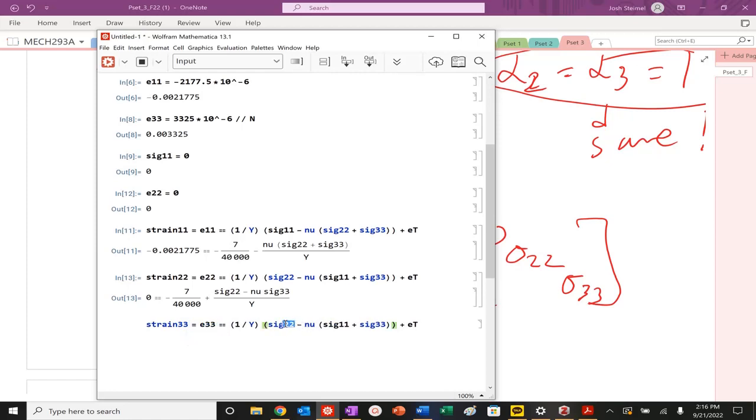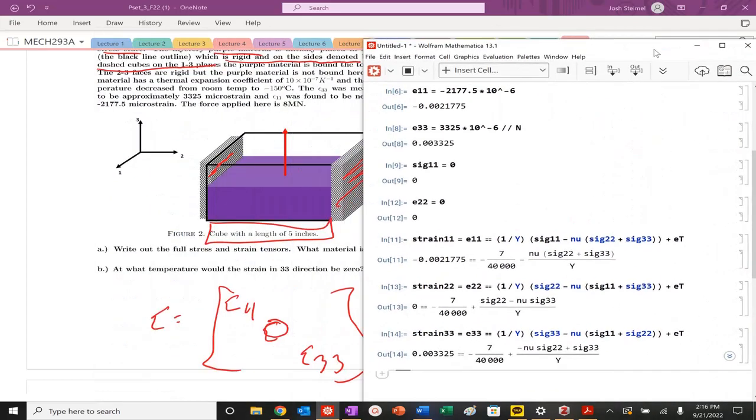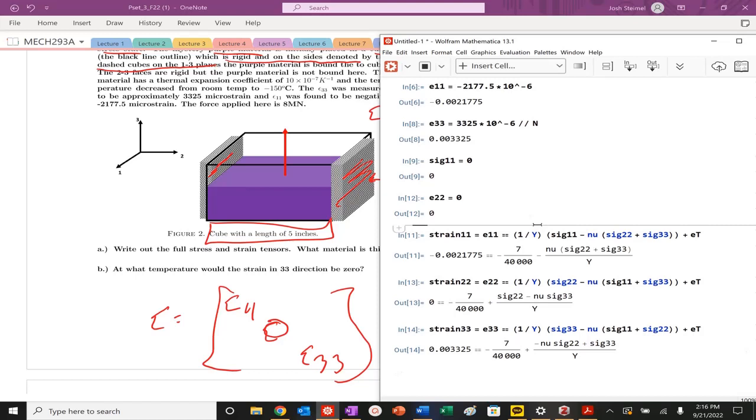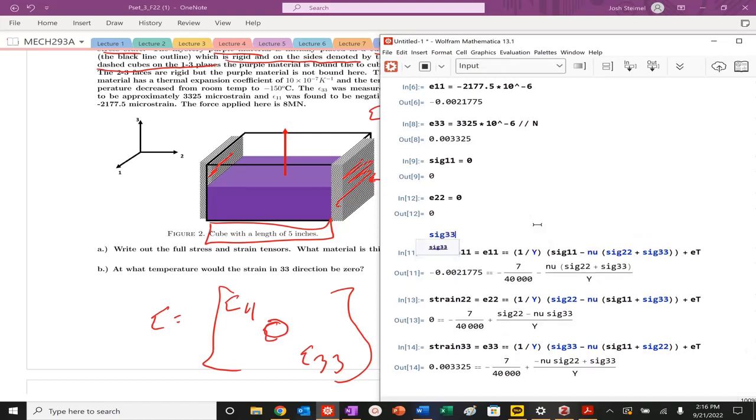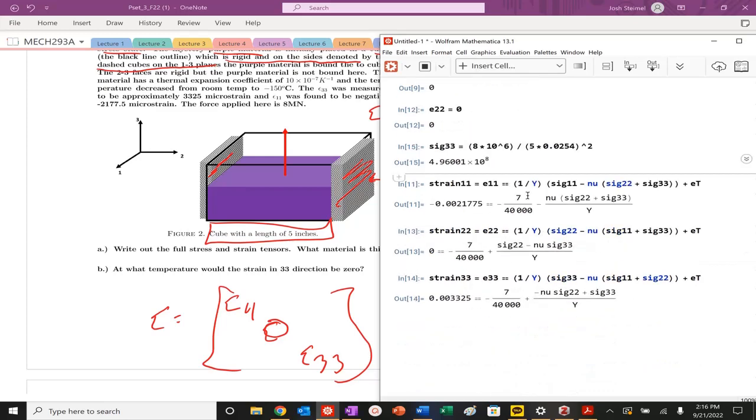Let's figure out our unknowns here. So I don't know what my material is. So I don't know Y and I don't know nu. And hopefully if I find those, then I can figure out what the material actually is. So let's figure out what we can do. We do know sig33 because we're given force is 8 times 10 to the 6 newtons. Divide out by that initial area, which is 5 inches. Always handy to use 5 times 0.0254 to convert inches to meters. Square that. So I have my sig33.